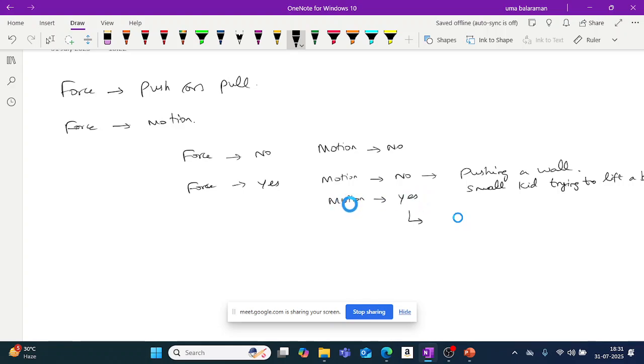So force is there, motion is also there. Examples: kicking a ball, pedaling a bicycle, or stopping a ball.